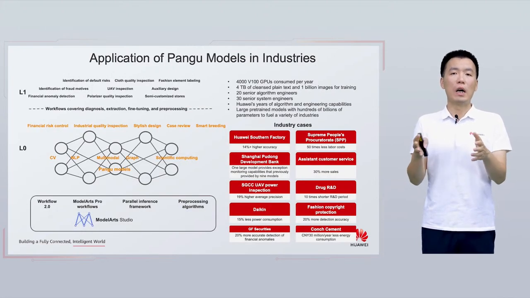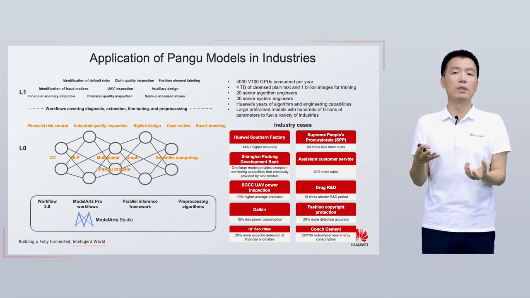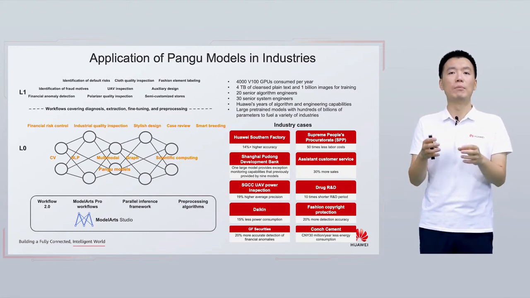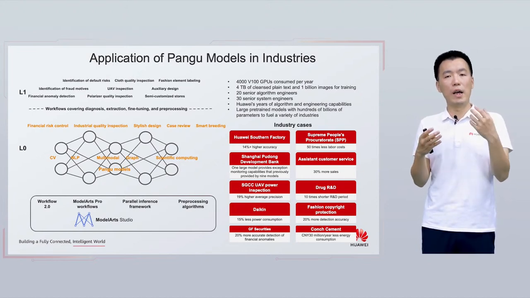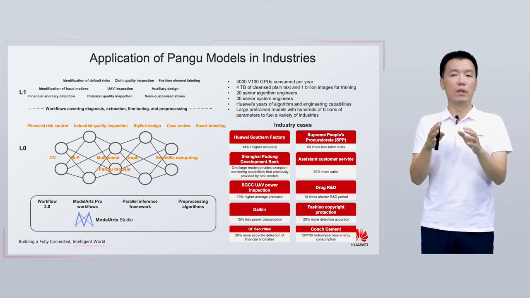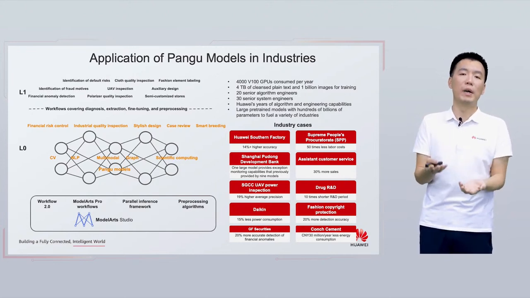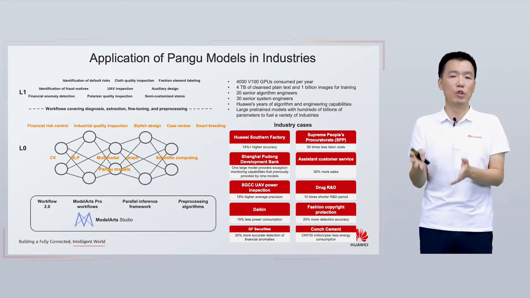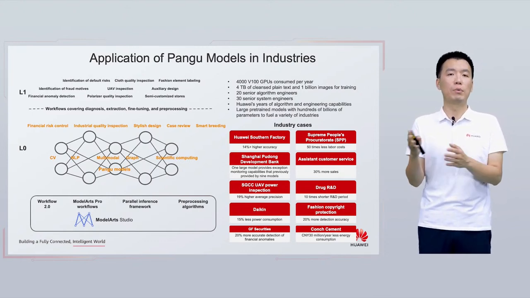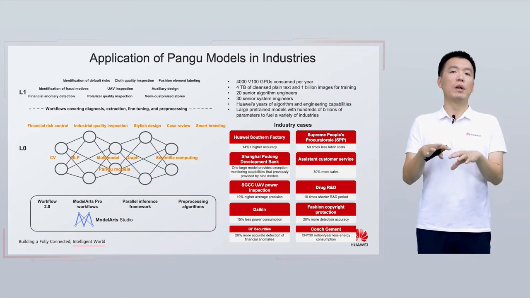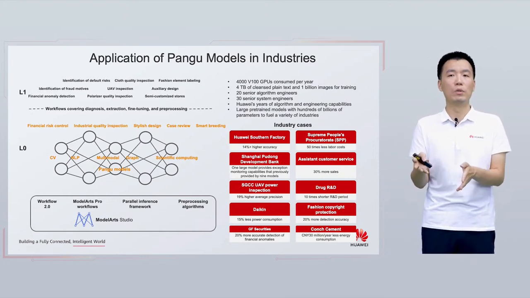So this is our entire framework. Based on ModelArts, our platform, we have some L0 level models and some L1 level models. The L0 models work on particular domains, such as CV, which is computer vision, NLP, which is natural language processing, multi-modal data, graph, or scientific computing. The L1 level models can be applied to different industrial scenarios.